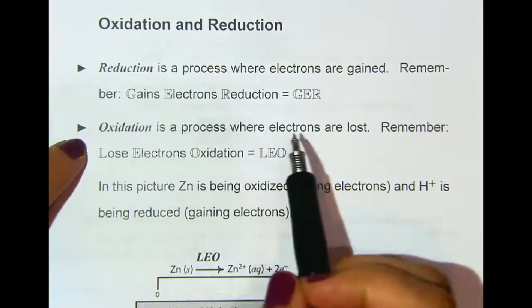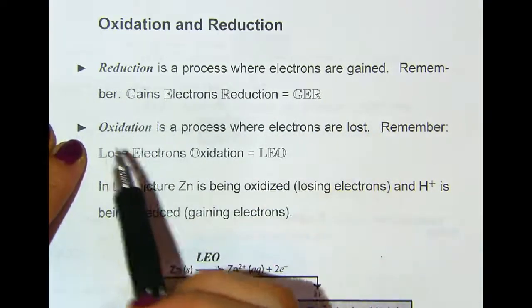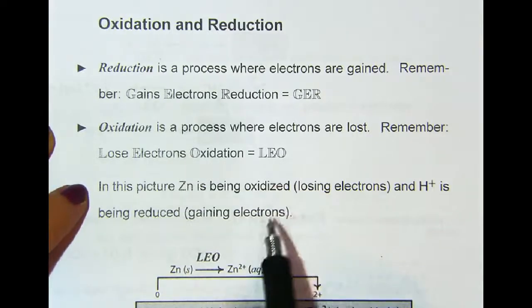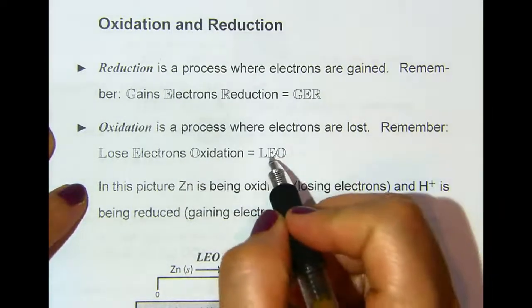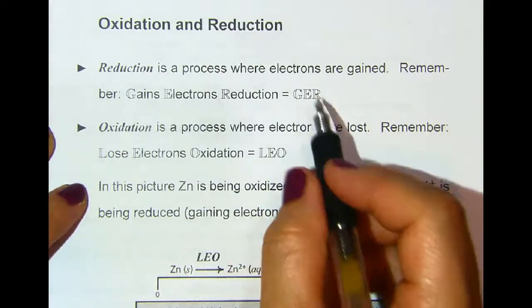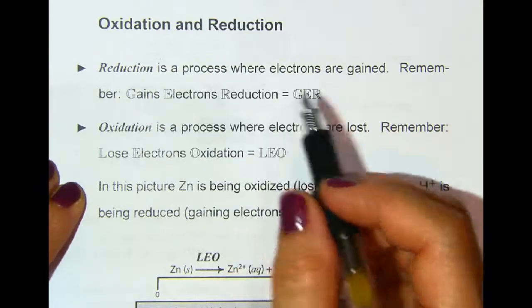Oxidation is the process where electrons are lost. So remember, lose electrons, oxidation is LEO. So you can remember LEO goes GR to try and recall these two definitions.